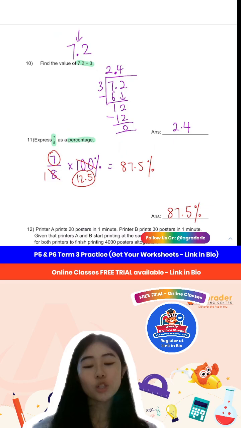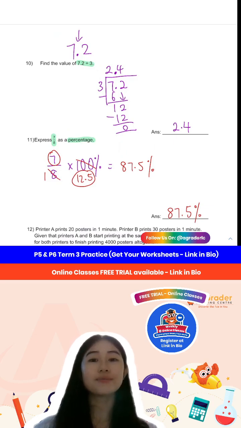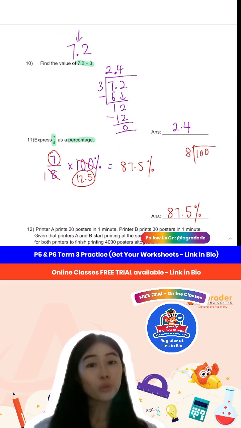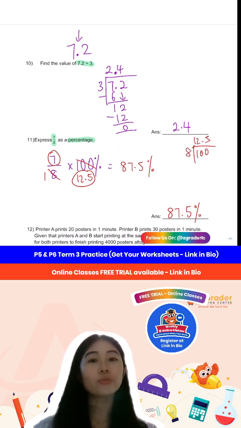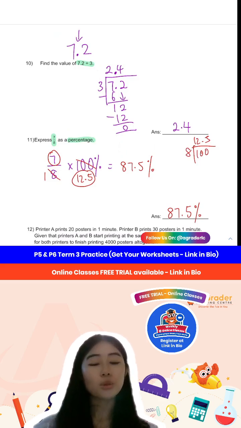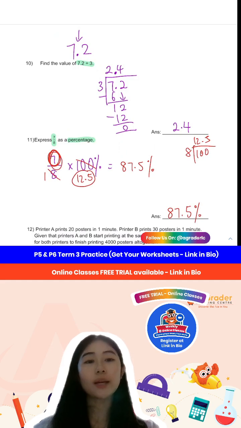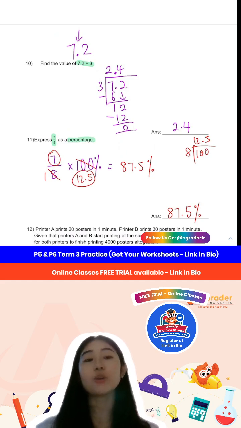Jean, you're not too sure how to calculate this? You can use 100 divided by 8. That means you use your long division. When you do your long division, you'll get 12.5. Then for 12.5, you just need to multiply by 7. Then you will get the answer. Okay?